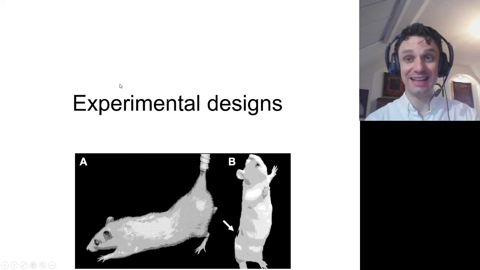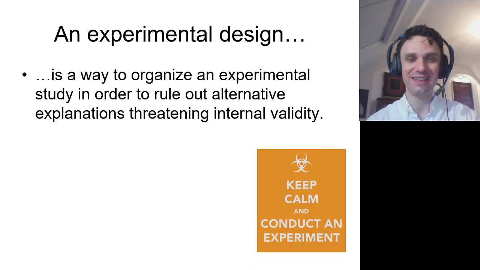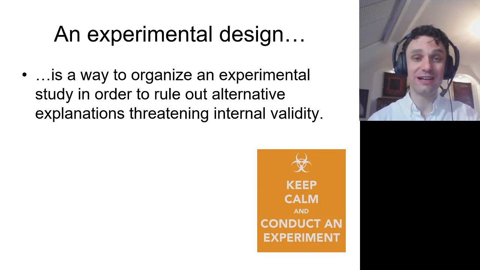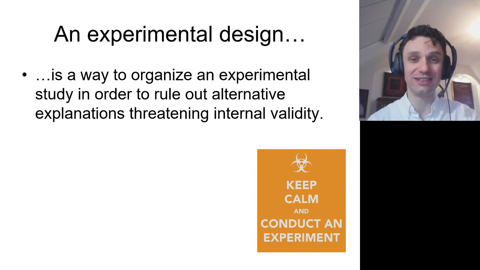Okay, now let's continue, and to complicate things a little bit, let's introduce the notion of an experimental design. What is an experimental design, and why are we so obsessed about experimental designs? The explanation is very simple. An experimental design is basically a way to organize an experimental study that allows us to rule out alternative explanations, that allows us to rule out those threats to internal validity that we have just discussed.